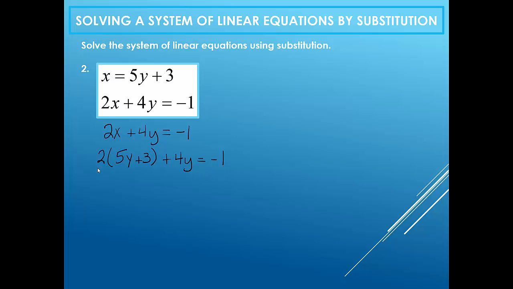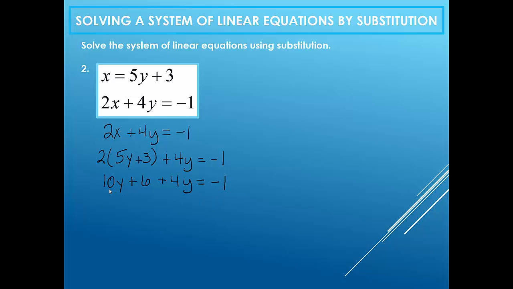Now I need to use the distributive property to multiply this 2 by everything in my parentheses. So 2 times 5y would be 10y, and 2 times the 3 is 6, so plus 6, and then plus 4y equals negative 1.